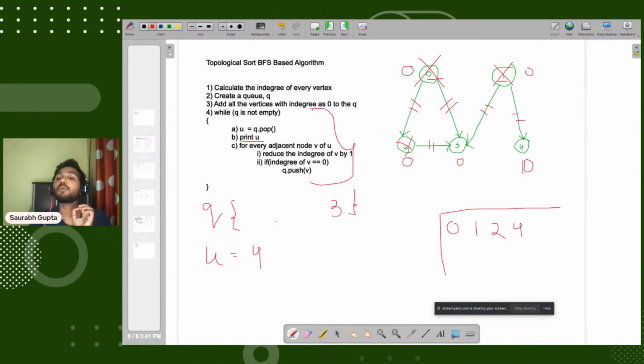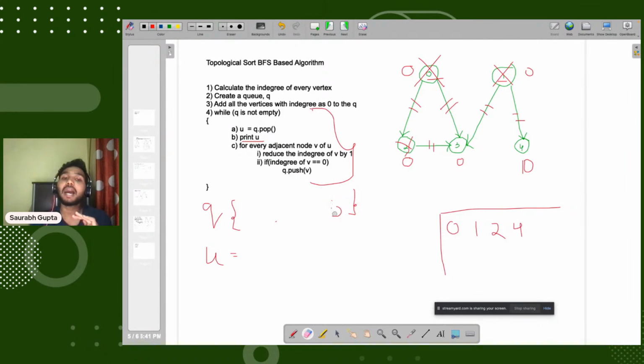Now I will try to go to the adjacent vertices of 4. There are no adjacent vertices of 4, so there is nothing which I want to traverse in this particular for loop, right? So this is okay. Now I'll go to the next element. Now I'll again check the queue, it is not empty.